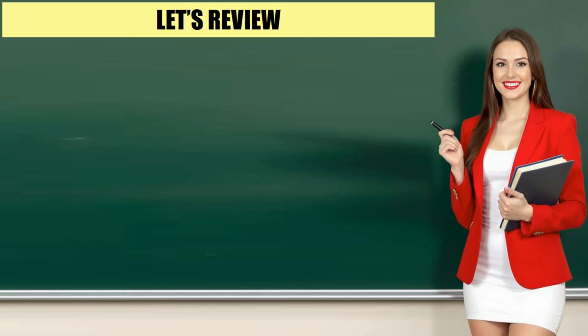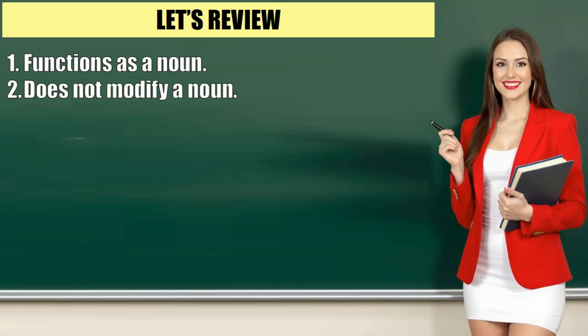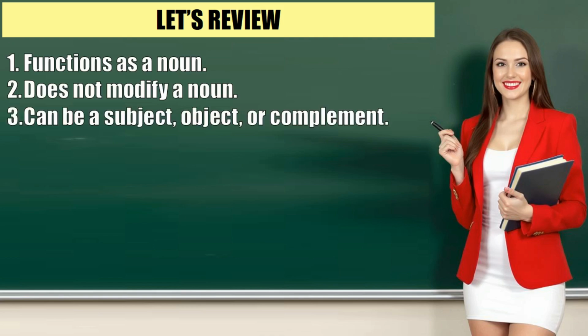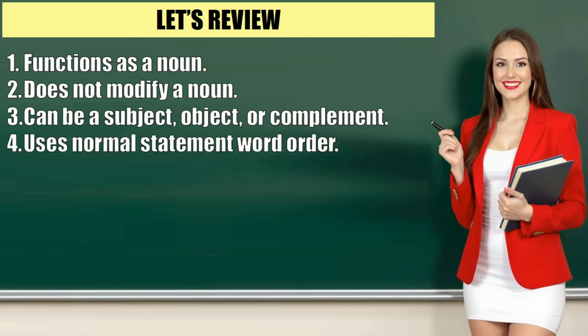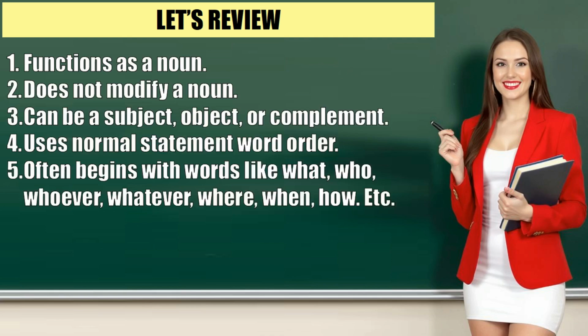Now let's review the key points before we finish. A nominal relative clause: 1. Functions as a noun. 2. Does not modify a noun. 3. Can be a subject, object, or complement. 4. Uses normal statement word order. 5. Often begins with words like what, who, whoever, whatever, where, when, how, etc.